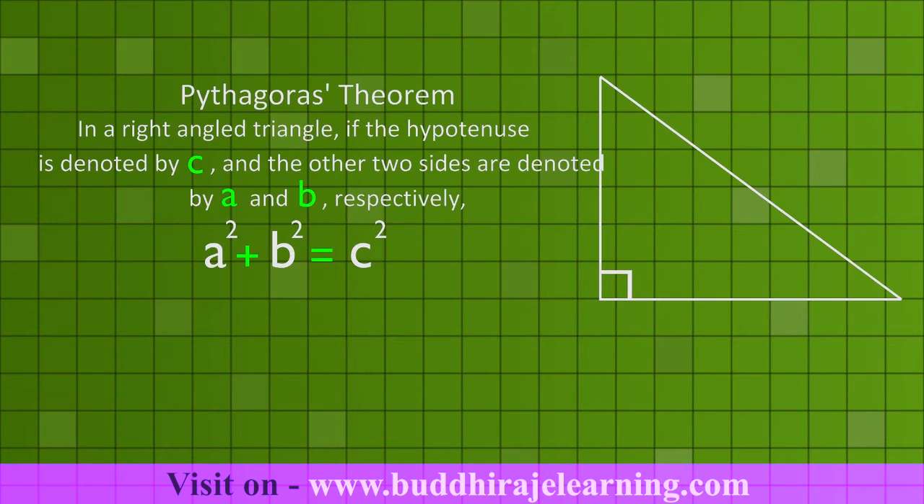Now, in this figure, the hypotenuse is denoted by C and the other two sides of the right angled triangle can be denoted by A and B respectively. We can name any side as A or B. However, we need to remember the letters given to these sides.